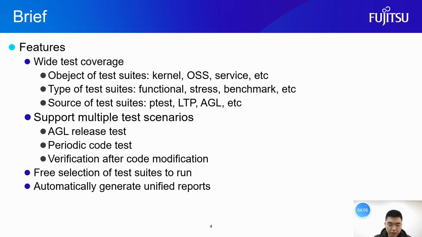Second, AGL Extend Test support many test scenarios. For example, when AGL releases a new version, AGL Extend Test works as a release test to provide quality assurance, or the AGL Extend Test can be used as a periodic test, let's say a daily test, weekly test, even a monthly test. You can even trigger this test yourself. For example, if you had made some changes to the code and you are not pretty sure if the system is still stable or not.